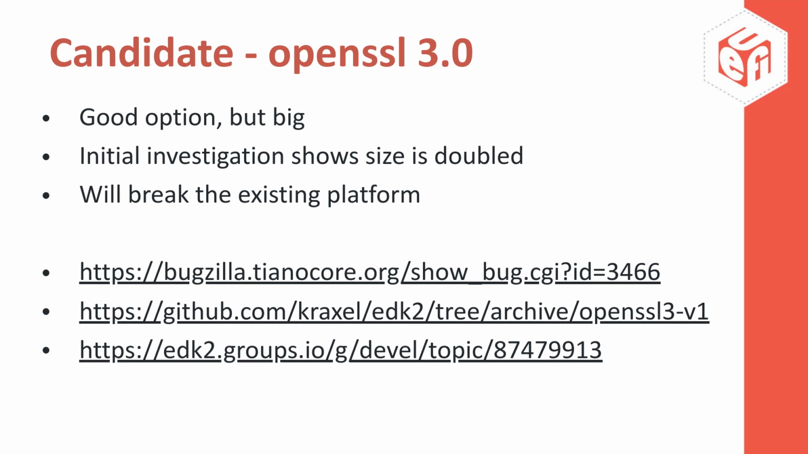Gerd from Red Hat did a prototype for OpenSSL 3.0 and submitted the initial patch. With legacy mode enabled, we don't need to modify the existing base crypto library, so everything can work as is. It's a really good option. However, the problem is that the size is increased dramatically. The size almost doubled. So if we update it directly, the existing platforms will be broken easily. So what should we do to handle this case?